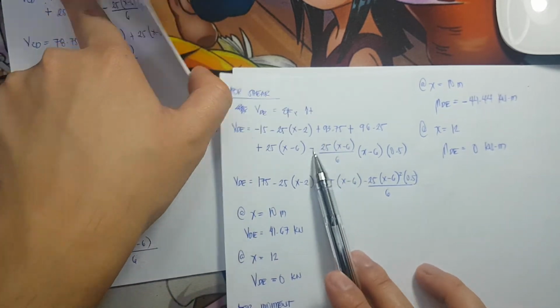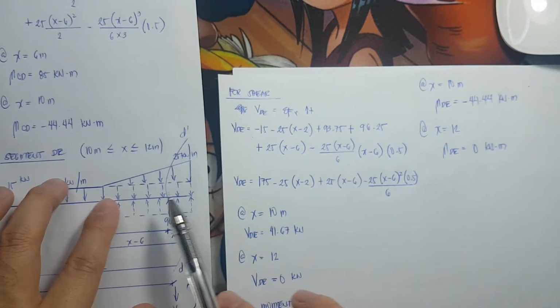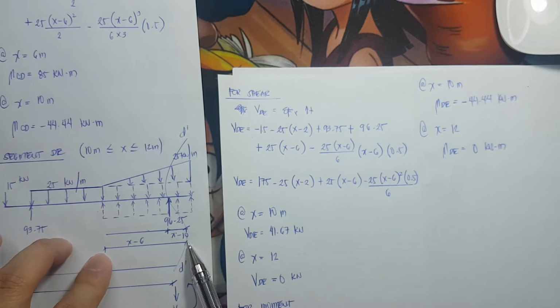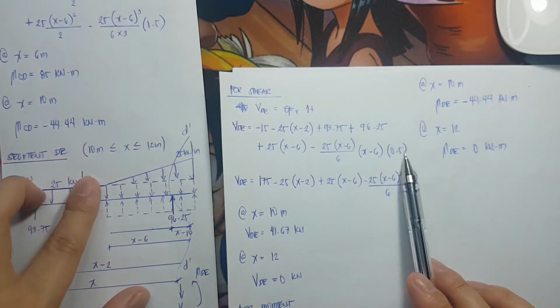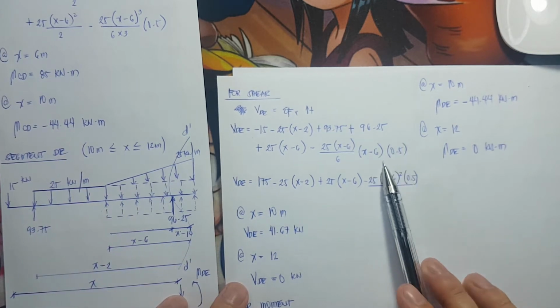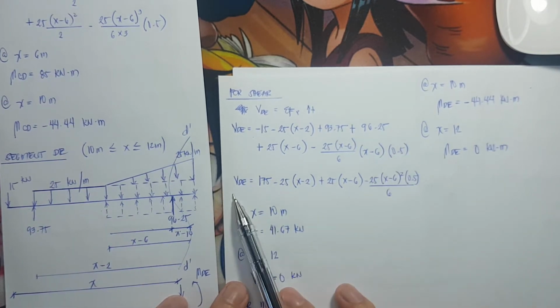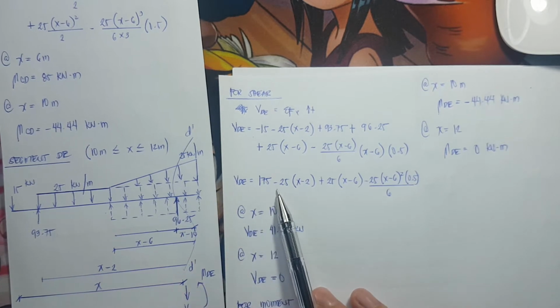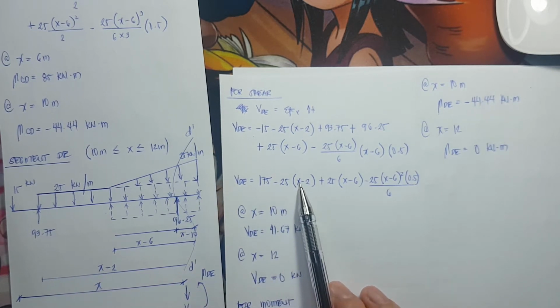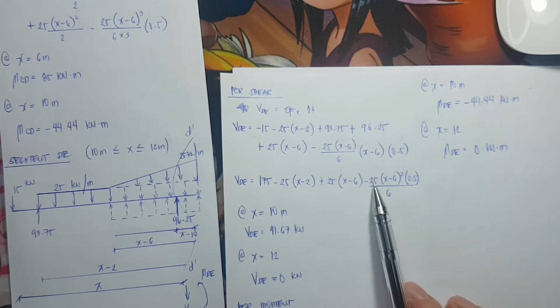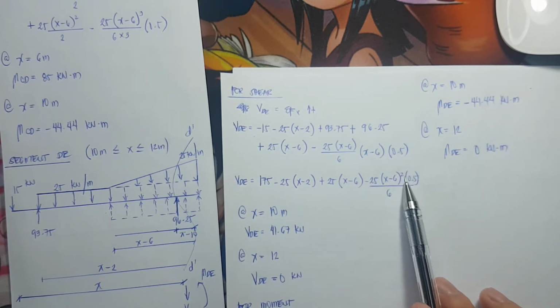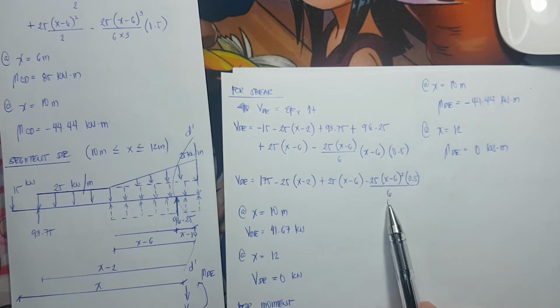So, take note, yan pa lang yung load. So, the span of that uniformly varying load is X minus 6. And it is a triangular load. Therefore, it is to be multiplied by 0.5. So, simplifying, shear DE is equivalent to 175 minus 25 times X minus 2 plus 25 times X minus 6 minus 25 times X squared times 0.5 over 6.